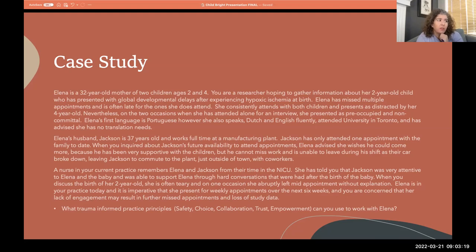When you discuss the birth of her 2-year-old, she's often teary, and on 1 occasion, she abruptly left mid-appointment without explanation. Elena's in your practice today, and it's imperative that she present for weekly appointments over the next 6 weeks. And you're concerned that her lack of engagement may result in further missed appointments and a loss of study data. So what trauma-informed practice principles, remembering the pillars of safety, choice, collaboration, trust, and empowerment, can you use to work with Elena? So we're just looking for some examples in regards to this case study, things that you think that you can do that would help.